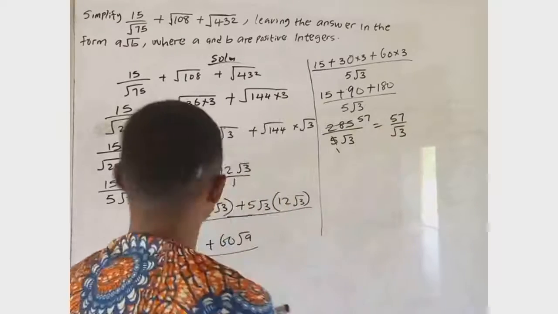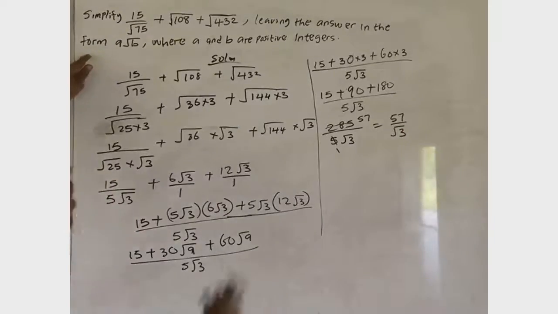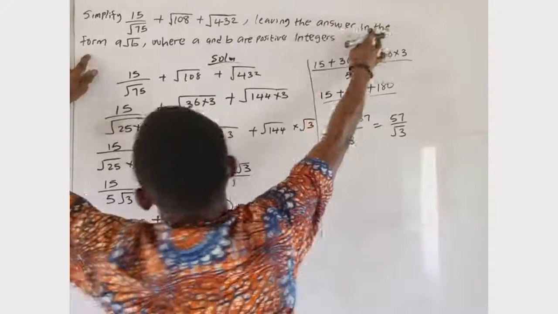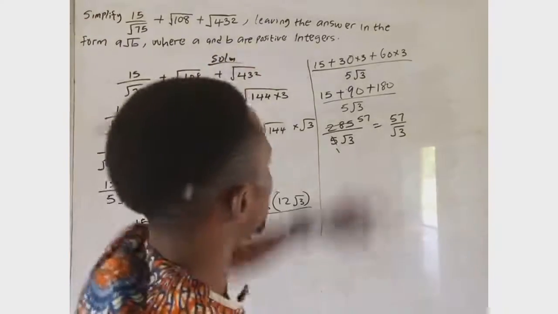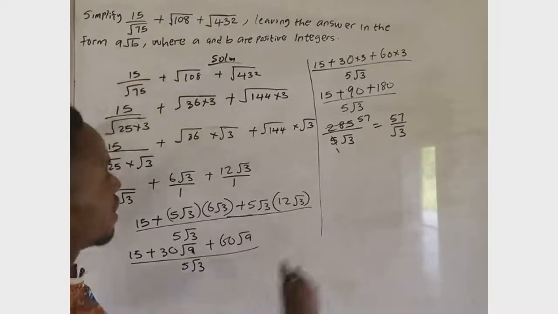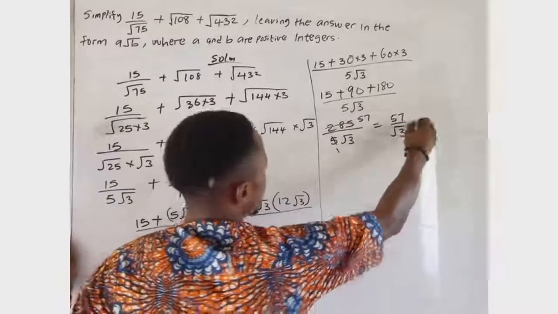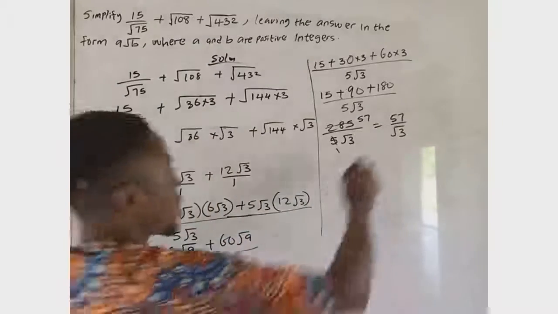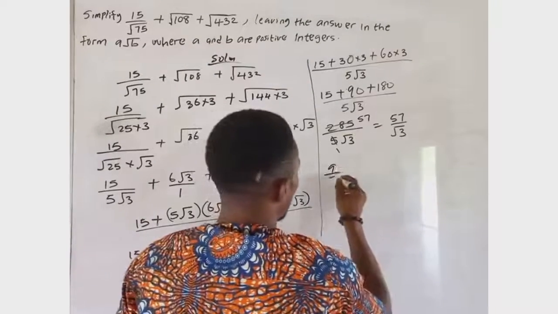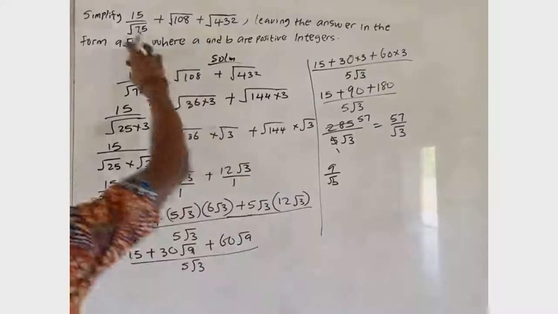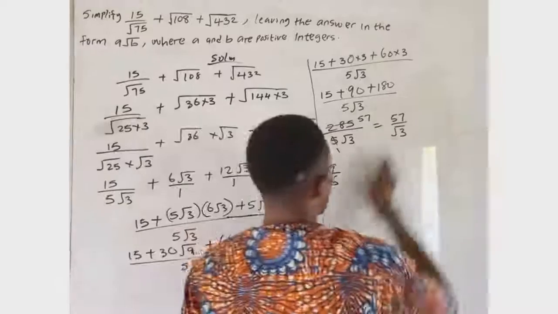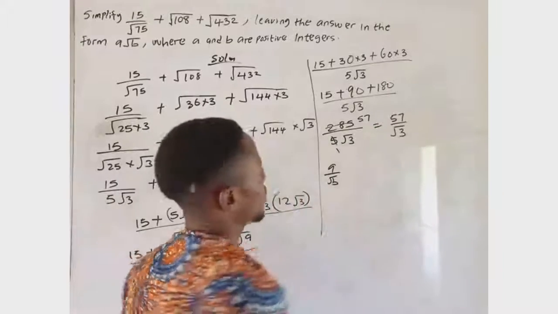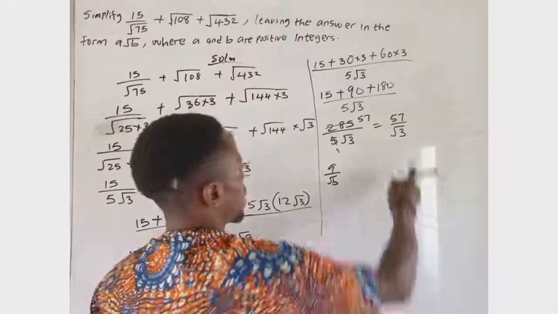So if you read the question now, leave the answer in form of a root b, where a and b are positive integers. And this is not in form of a root b. This one is in form of a divided by root b, and it's not going to leave your answer as a root b. So we can't leave our answer as this. So what we just do here now is to use rationalization.